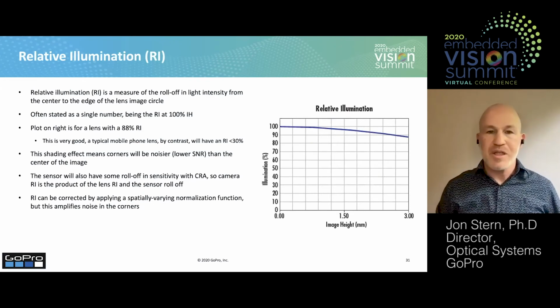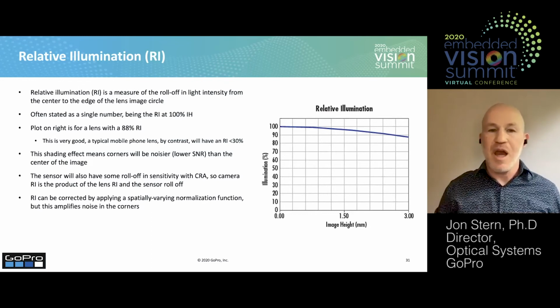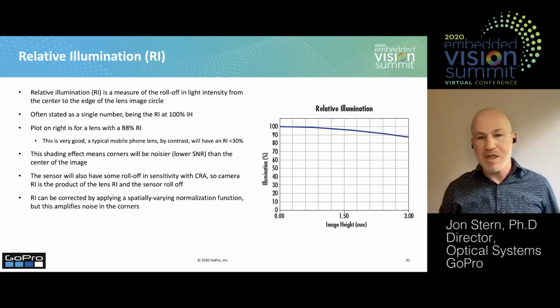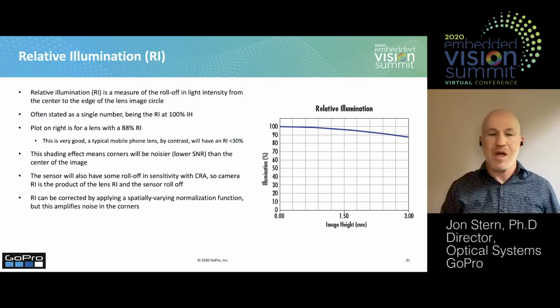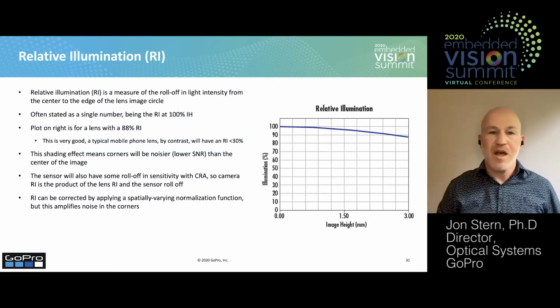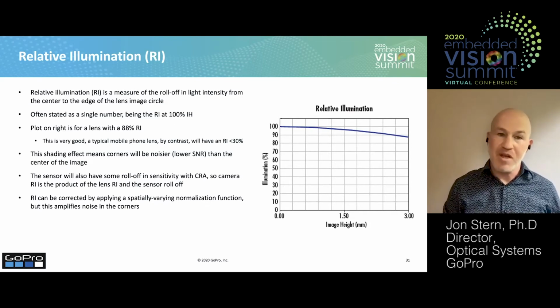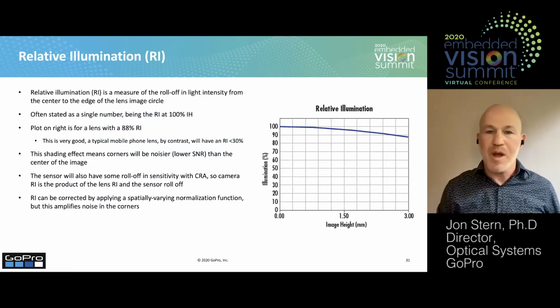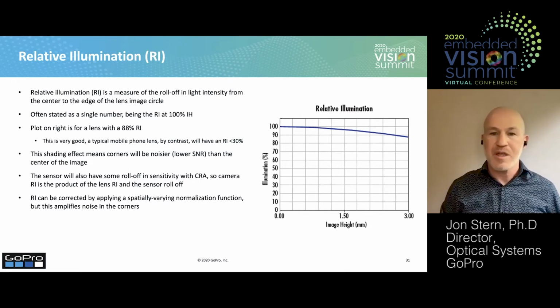Relative illumination is a measure of the light roll-off intensity from the center to the edge of the image circle. It's often stated as a single number, which is the relative illumination at 100% image height. But again, it's a curve. The plot on the right is for a lens with an 88% relative illumination, which is very good. A typical mobile lens, by contrast, will have a relative illumination of 30% or lower.